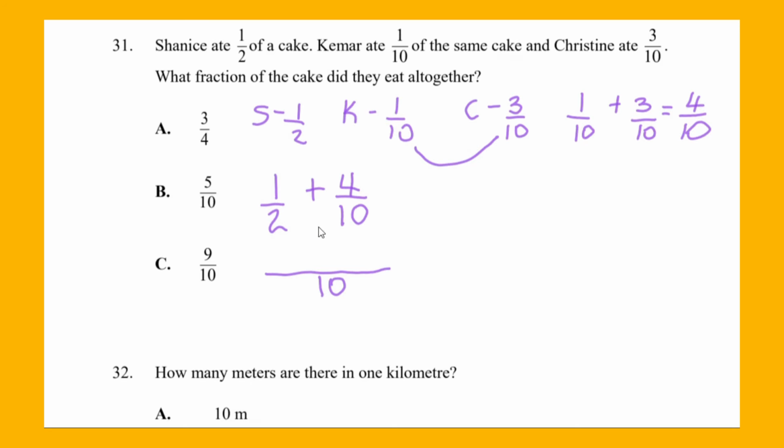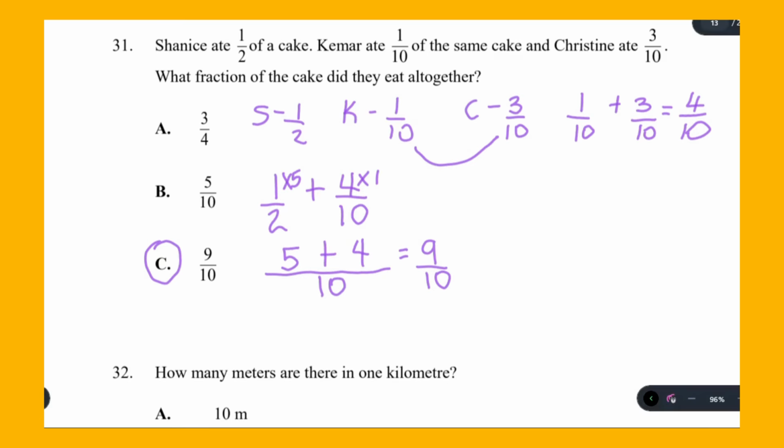So, 2 goes into 10 5 times, and 10 goes into 10 one time. 1 times 5 is 5, and 4 times 1 is 4. So 5 plus 4 is 9, and we put back our denominator of 10. So our answer for 31 is 9 tenths.